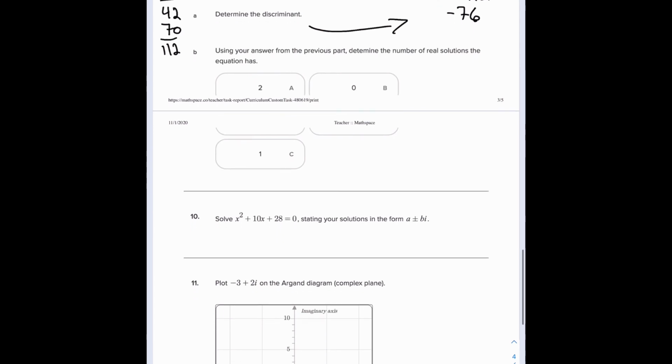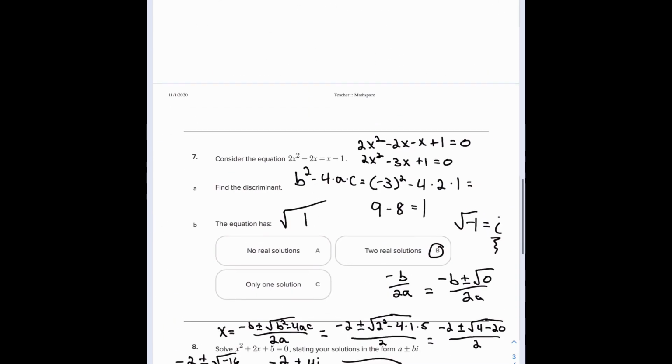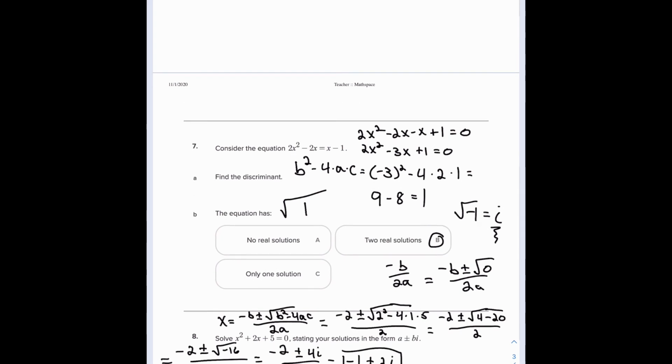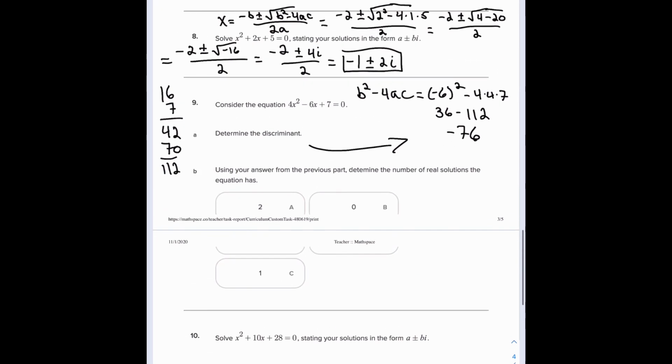So how many real solutions does this have? I told you for problem 7 that a negative number gives us 2 imaginary solutions. So we won't have any real solutions. So B is the correct answer.